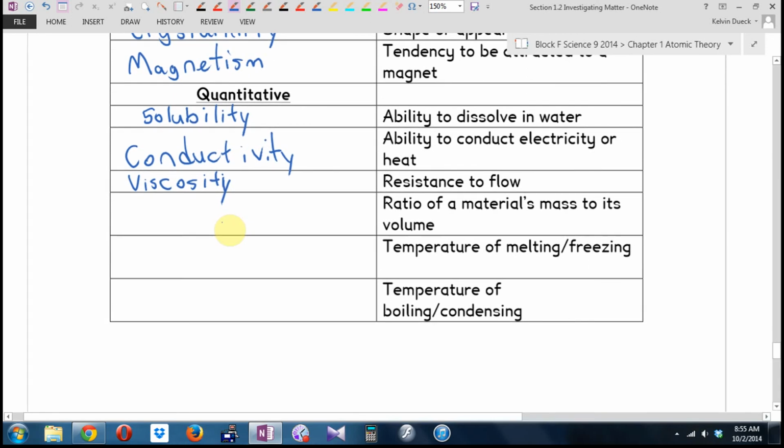The ratio of a material's mass to its volume. We call this density. What we're saying is, if it doesn't take up much space but it's really heavy, then it's very dense. Lead is very dense.